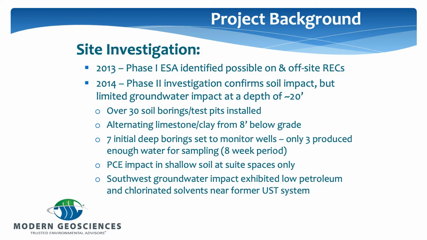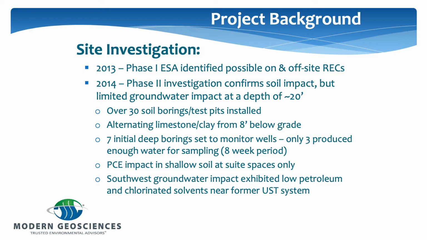In 2014, a Phase 2 investigation was performed to evaluate if there were releases from those concerns. That included over 30 soil borings and test pits, where we identified alternating layers of limestone and clay, and groundwater roughly 15 to 20 feet below grade itself. The initial monitor wells that were installed, there were 7 of them. Actually, of those, only 3 produced water, meaning this is a low yielding perched groundwater bearing unit, right? So there's not a lot of water here, but there's enough that when impacted, we would see the impact when we investigate it.